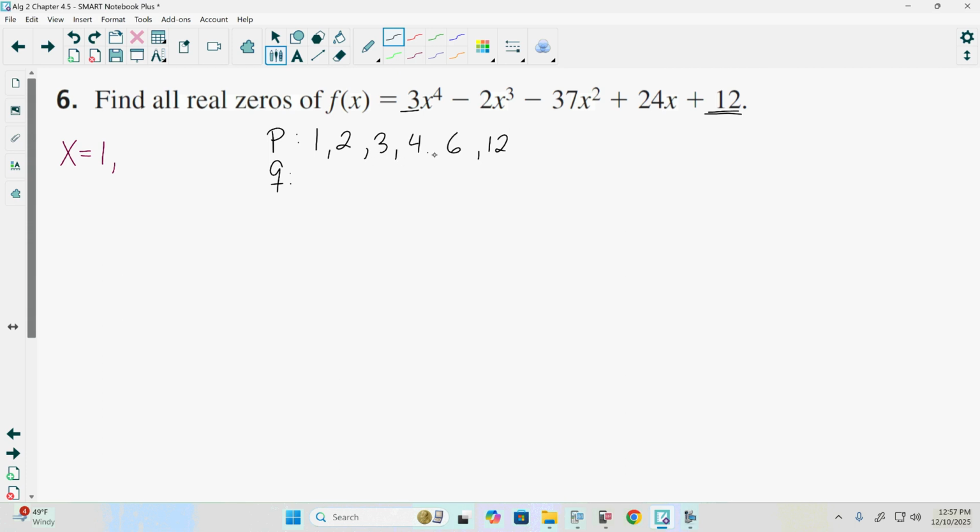1 and 12, 2 and 6, 3 and 4. So what we're doing is looking for all the numbers that multiply together to give us 12. 1 times 12, 2 times 6, 3 times 4. So we have 1, 2, 3, 4, 6, and 12. Q is the factors of the leading coefficient. Well, the only numbers that multiply together to give us 3 are 1 and 3.